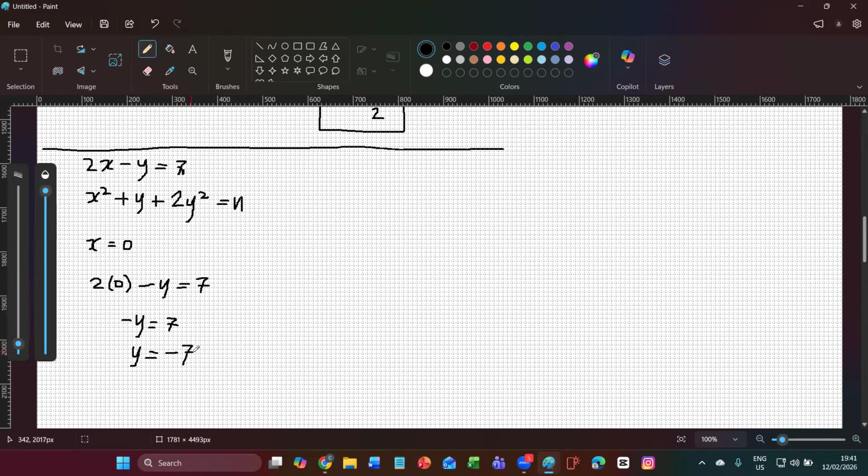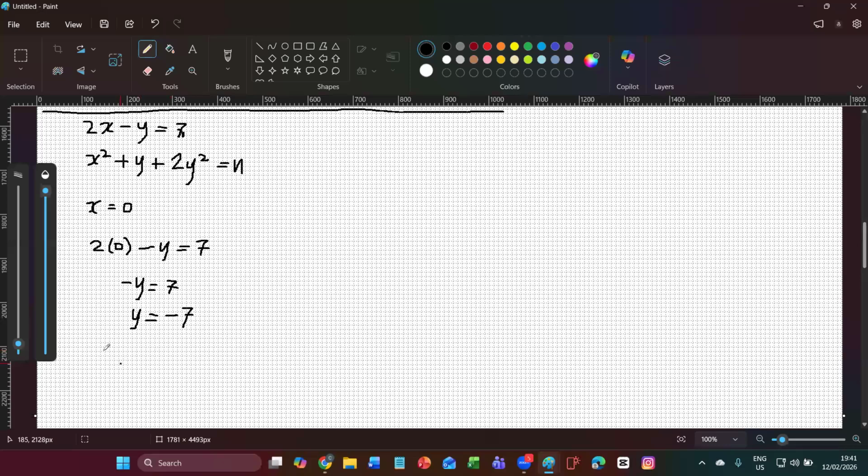Now you can take this minus 7, and I'm sure you can think of where I'm going to plug it into. I'm going to put it into the second equation, where of course we already know x is 0 squared.